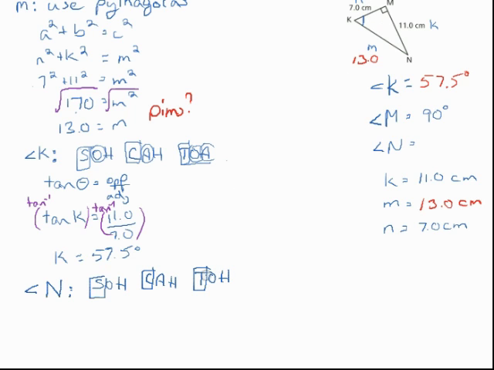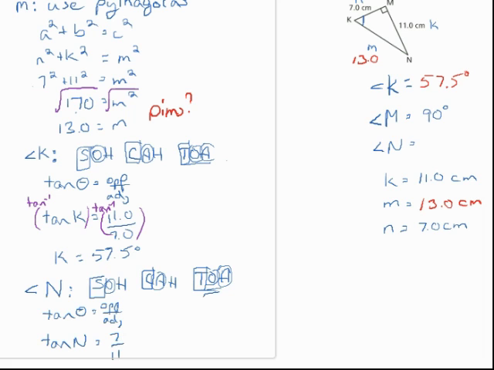So I know the opposite. And I know the adjacent. Oops, this is supposed to be TOA. There we go. So I'm going to use tan again. So tan theta equals opposite over adjacent. Tan N equals 7 over 11.